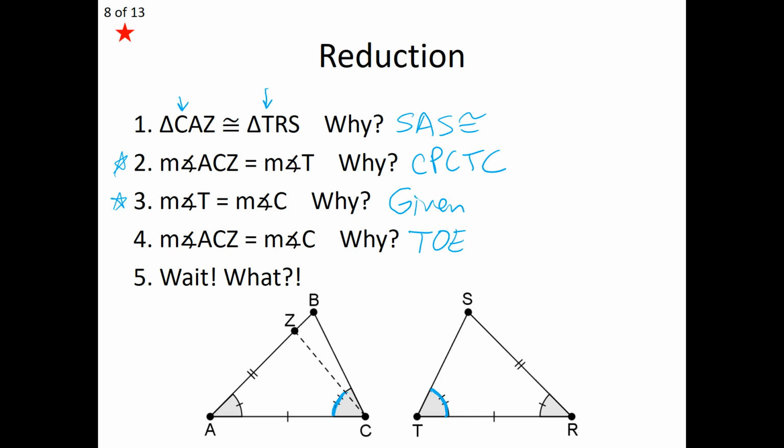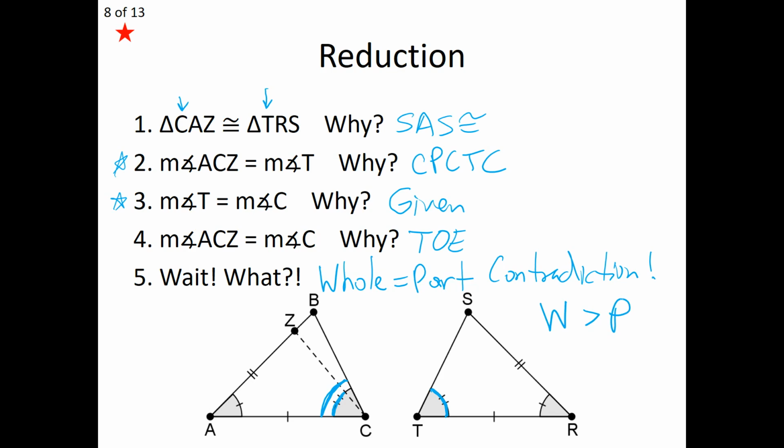Now, here's the big picture, though. Take a look at what we just said. We just said that angle ACZ is equal to the entire angle C. Wait, what? We can't say that. We just said in our last statement that the whole is equal to the part, but that can never happen. That is our contradiction. The whole and the part will never be equal to each other. The whole is always greater than the part, which means we have enough to throw out our assumption. Our assumption, remember, was that AB is greater than RS. Well, that can't be true, because if we did assume that, we would hit this contradiction.